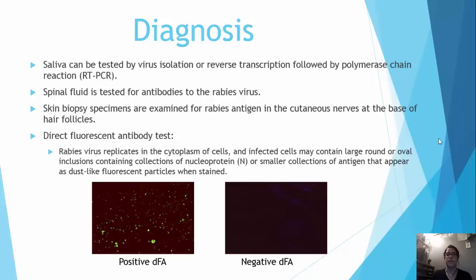So I've only included the ways to diagnose rabies in a human, and that's in the saliva, which can be tested by virus isolation or reverse transcription followed by polymerase chain reaction. Spinal fluid is tested for antibodies, and skin biopsy is examined for the rabies antigen. And the antigen can be seen in the direct fluorescent antibody test.